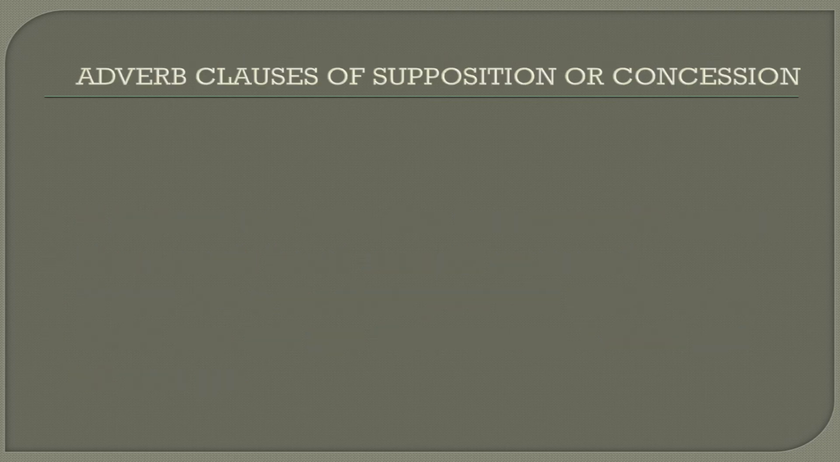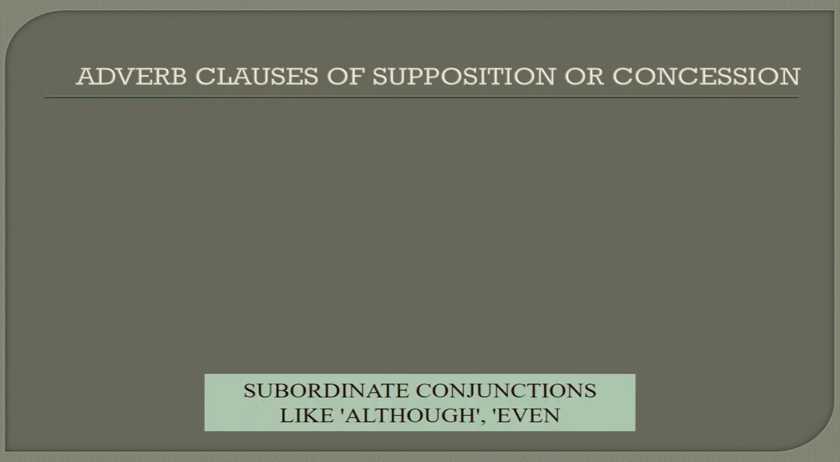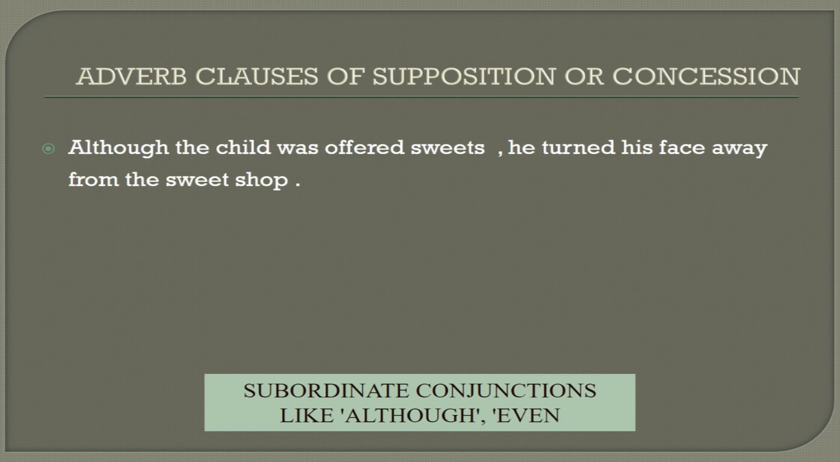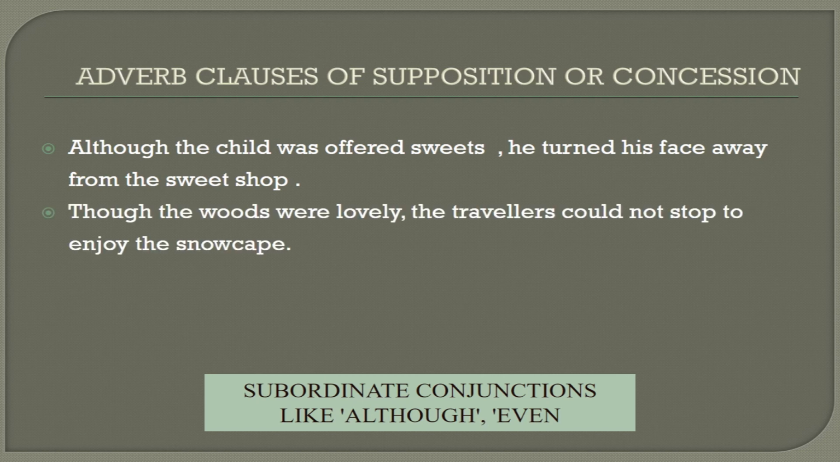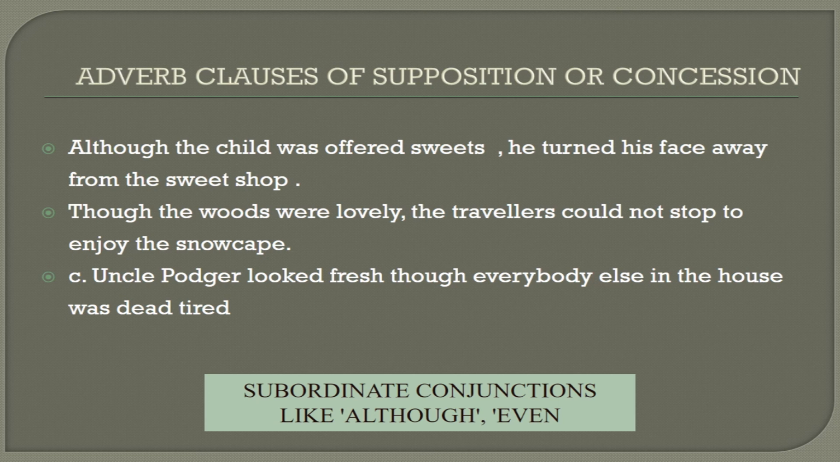Adverb clauses of supposition or concession. They are introduced by subordinate conjunctions like although, even, and many more. They always show contrast or contradiction. For example, although the child was offered sweets, he turned his face away from the sweet shop. Though the woods were lovely, the travelers could not stop to enjoy Snowcape. Uncle Podger looked fresh, though everybody else in the house was dead tired.